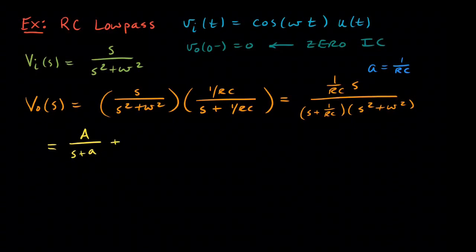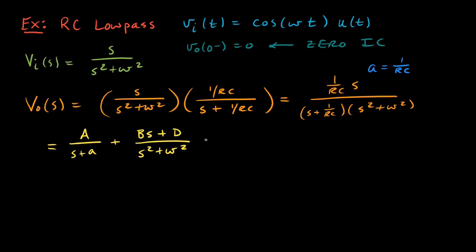And then plus, I need a first degree polynomial here, so I'm going to write it as BS plus D over S squared plus omega squared. Now, why D? Only because even though we're not writing it in these terms here, I don't want to confuse this coefficient with the C that I use. It's just a safety thing so I don't get confused about what variables I'm working with.